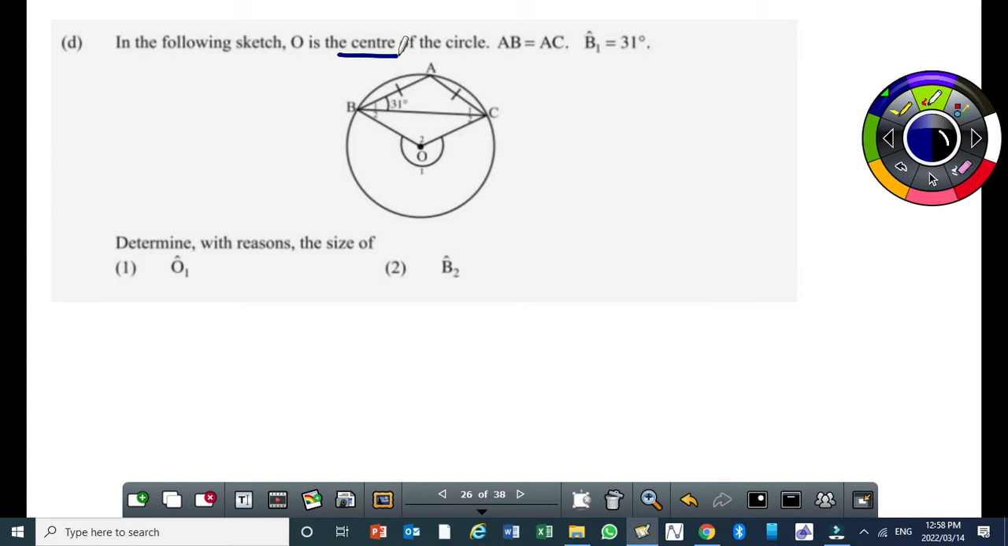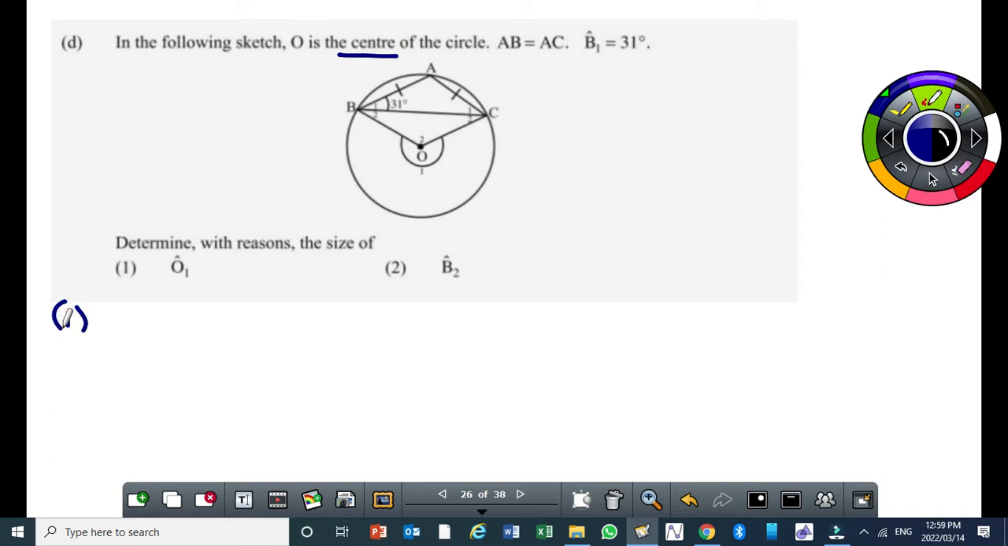Based on theorem 2, to get O1, I need to calculate what is the angle A, because angle A is half of O1. Based on the lesson that I did last Thursday, the different scenarios with regard to theorem 2. So angle O1 is 2 times angle A. Now, for this question, you have to calculate the value of angle A first before you calculate O1.